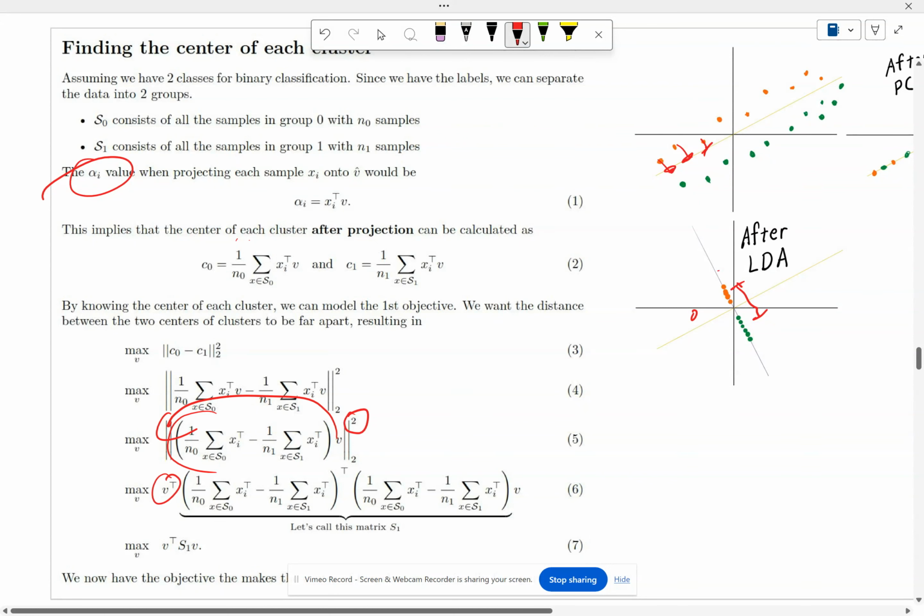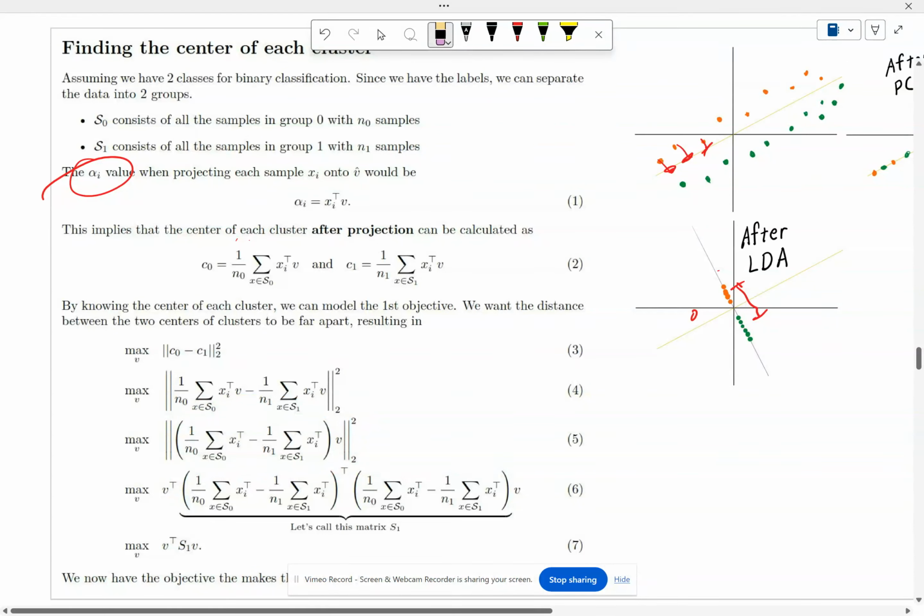V goes to the other side. This becomes the transpose here. And I copy this again with the V. Well, guess what? I can just write this whole thing, which you know how to calculate. You know how to calculate the center, and you know how to multiply it twice by itself. So I'm going to call this whole thing S1. And voila, this is the objective, to maximize the distance between the center of two classes. Okay, so this is the origin story.